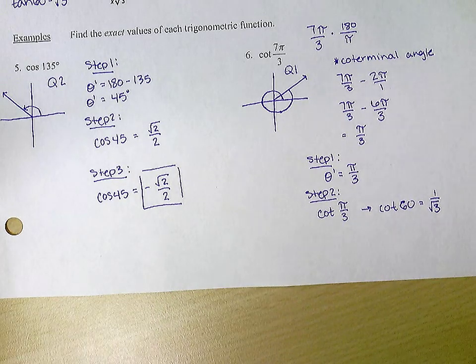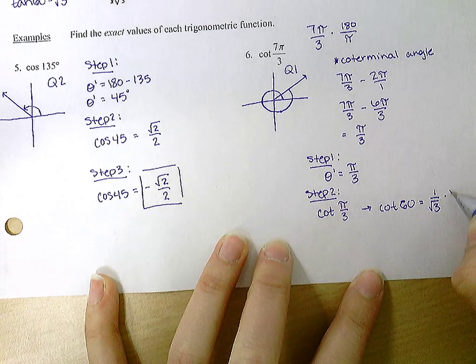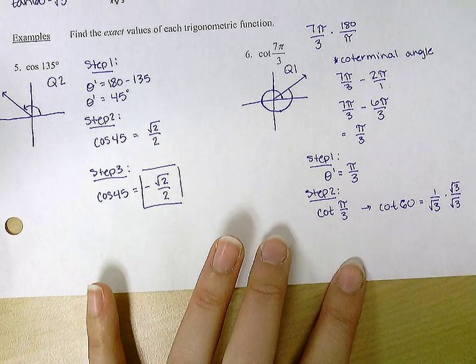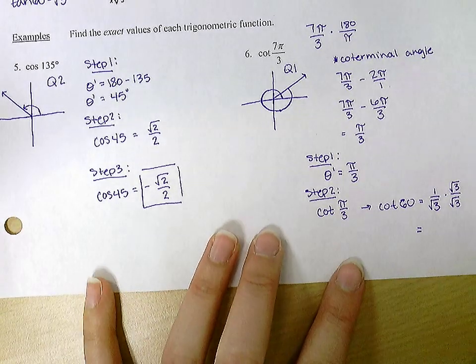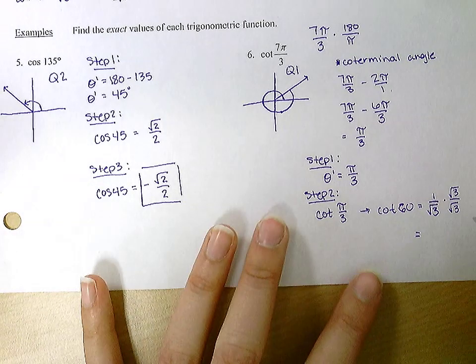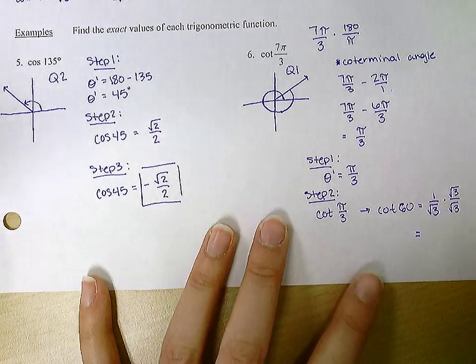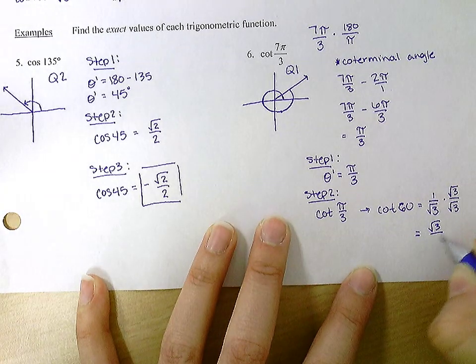Now I don't want that in the denominator, right? So we multiply by square root of 3 over square root of 3. You get square root of 3 over 3.